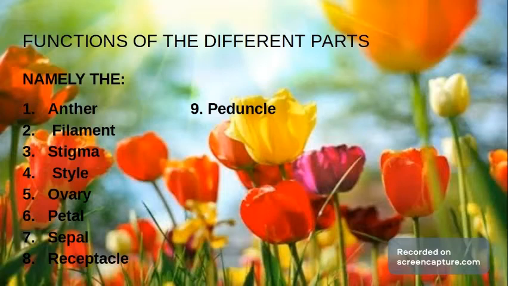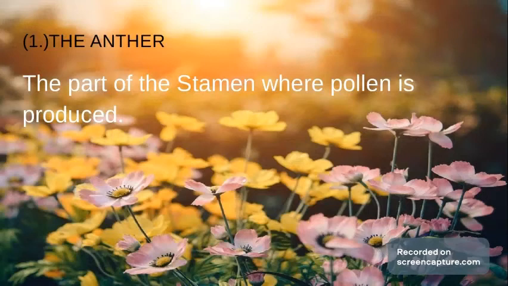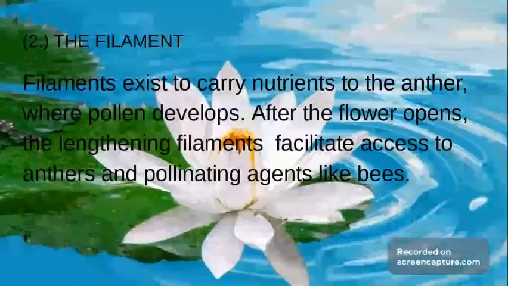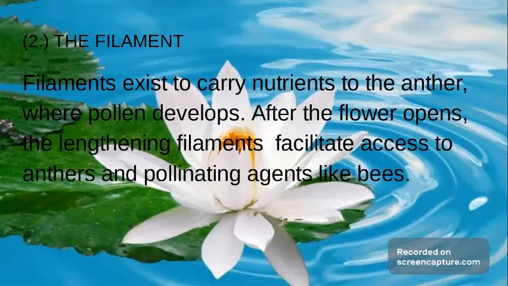Functions of different parts, namely the anther, filament, stigma, style, ovary, petal, sepal, receptacle, and peduncle. The anther, the part of the stamen where pollen is produced. The filament. Filaments exist to carry nutrients to the anther where pollen develops. After the flower opens, the lengthening filaments facilitate access to anthers and pollinating agents like bees.